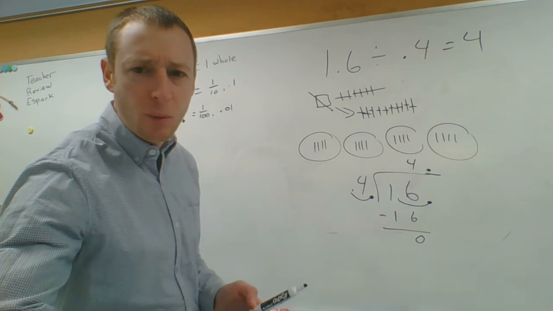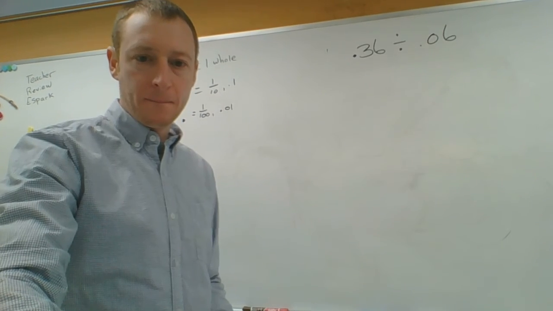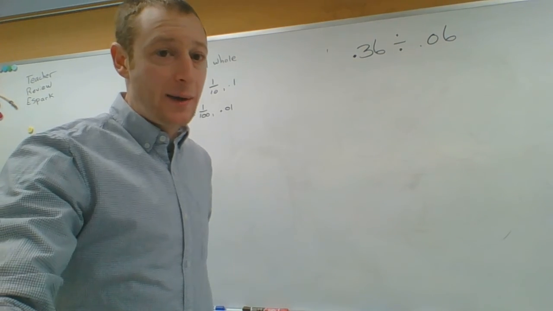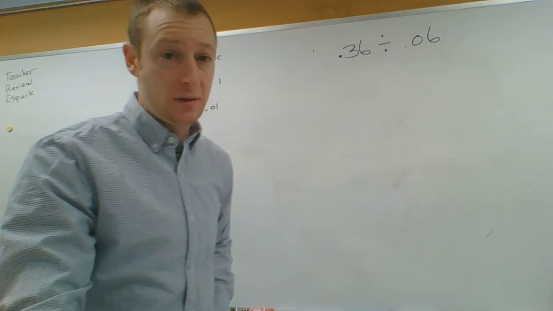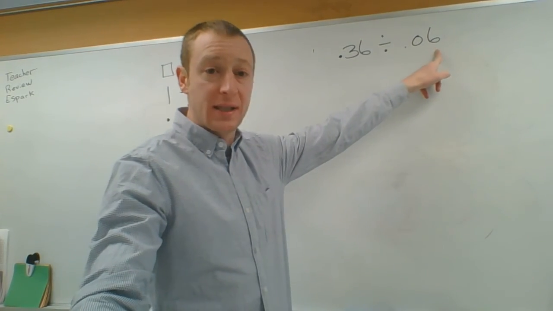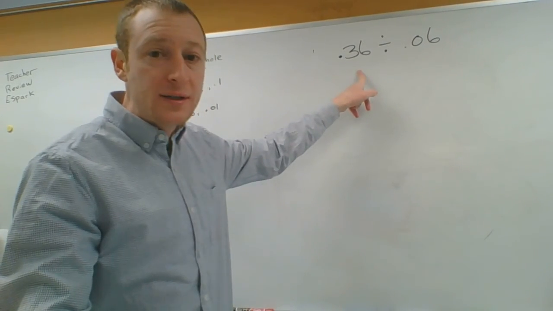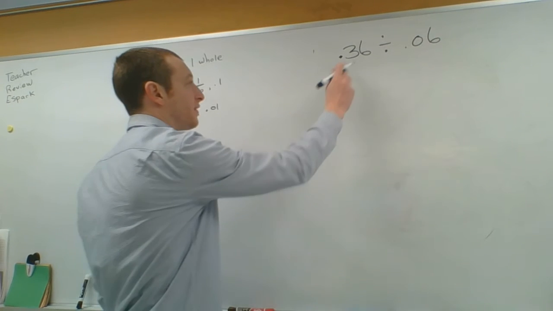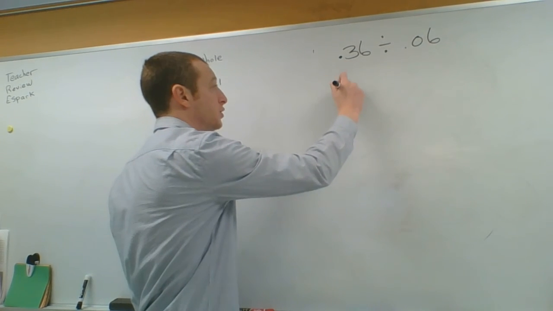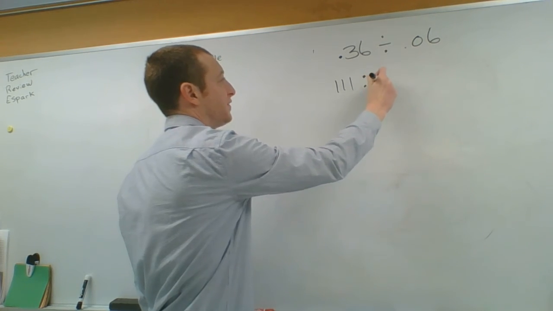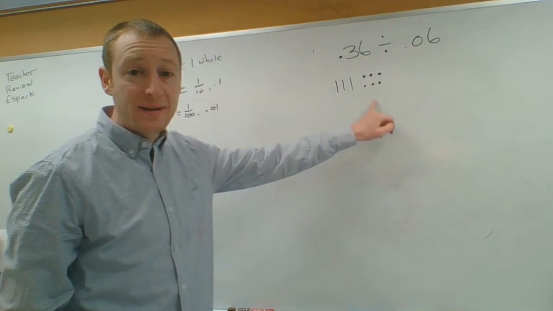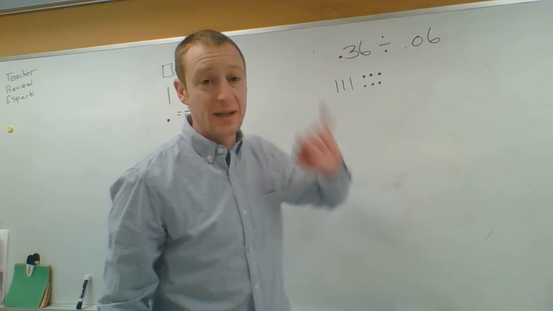Wait time. Let's try one more because there's no problem of the day today. All right, guys, last one. So now I've got 36 hundredths divided by 6 hundredths. So how many groups of 6 hundredths are in 36 hundredths? Let's draw it out first. So I've got 3 tenths, and I've got 6 hundredths.